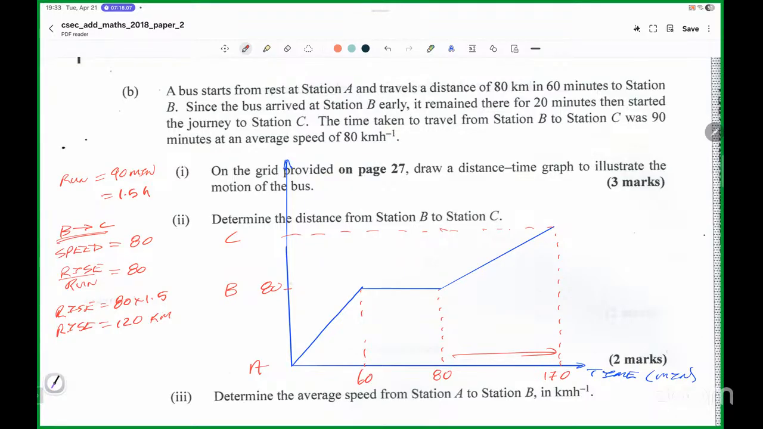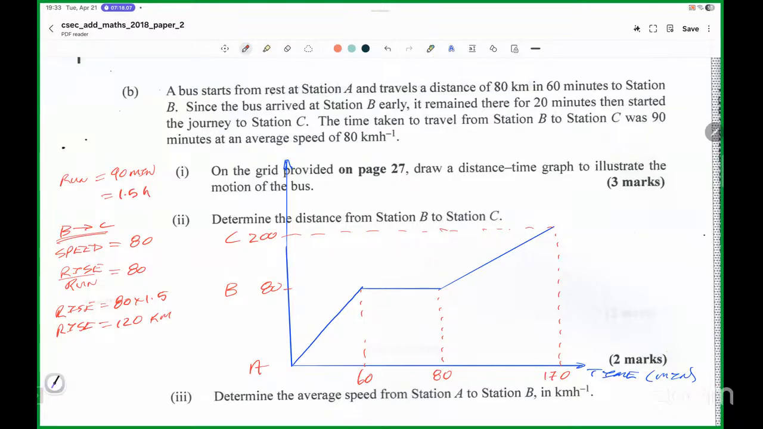So you see this? You rise by 120. So you reach 200. The rise here is 120. From 80, if you add 120 to 80, you reach 200. So up here at 200. So that's the graph we're going to have to draw. The scale.